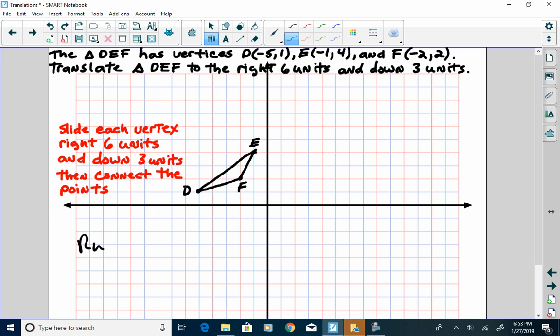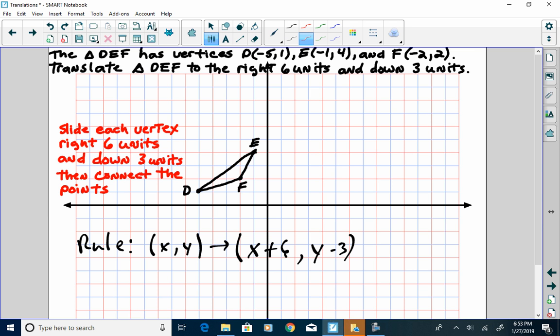So if I'm using translation notation or arrow notation, it's going to look like the following. Right? x and y go to, right? Well, the x value, we're moving right 6 units. So that means we're going to have to take our x value and add 6. Our y value, we're going down 3. So if I'm writing a rule, I'd have to take my y value and take away 3. So let's see what that's going to look like.